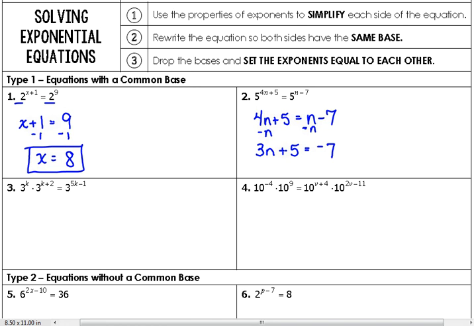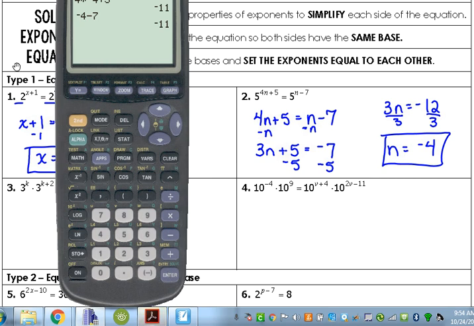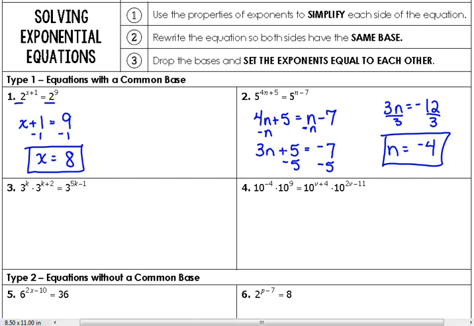3n plus 5 is equal to negative 7. So we need to subtract 5 from both sides. 3n is equal to negative 12. Divide by 3, so n is equal to negative 4. I would plug it back in, make sure that that works out. 4 times negative 4. I'm just worried about the exponent because they have the same base, okay? And then negative 4 minus 7, that's also negative 11. Okay? So, pretty simple, right?